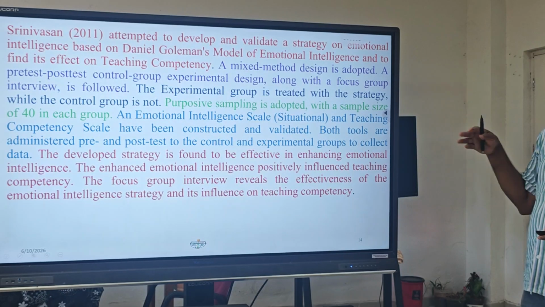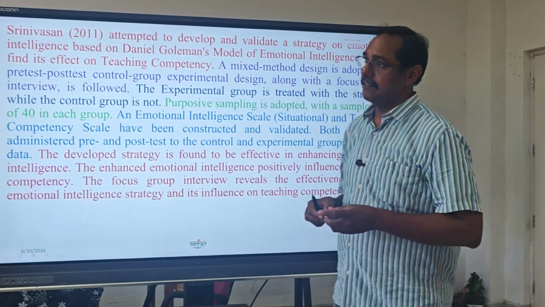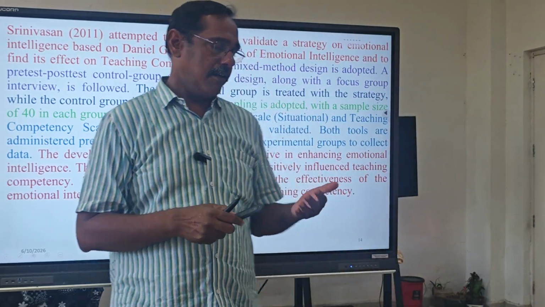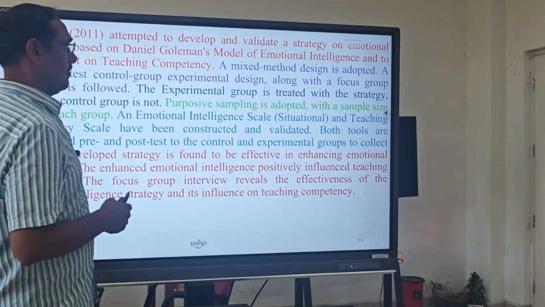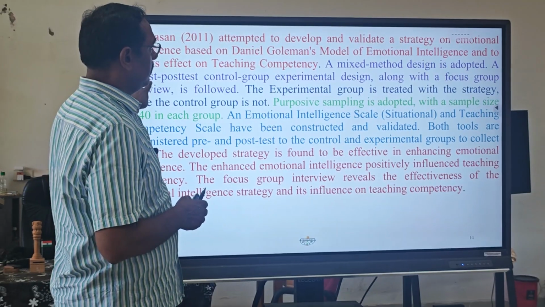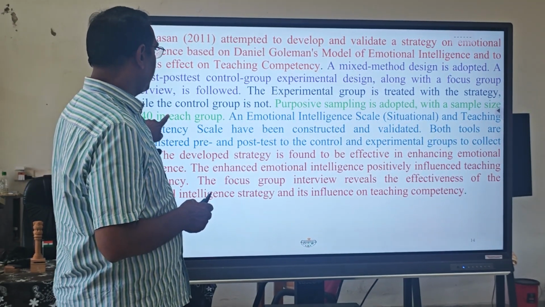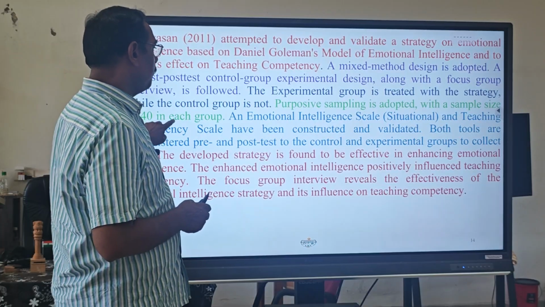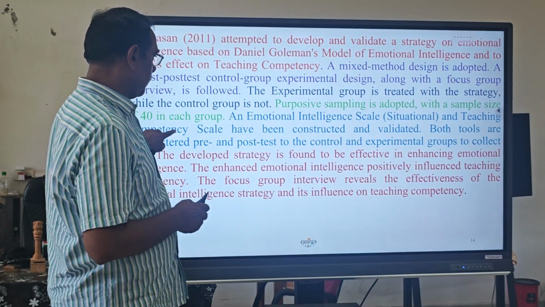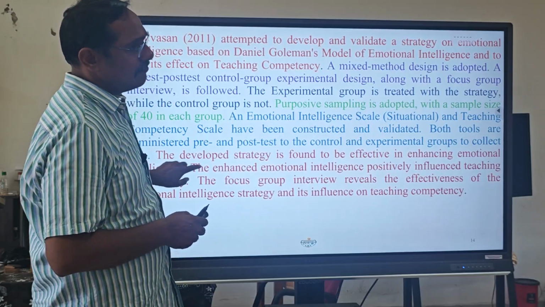So this is again color coded. The first one is the aim of the research, or the objective of the researcher. The second color is the method. The third one is the sampling technique along with the sample size. The fourth one is the tools used to collect data. And then the final one is the major findings.